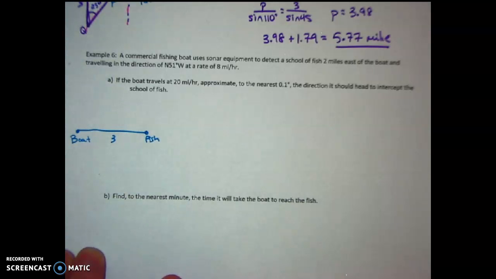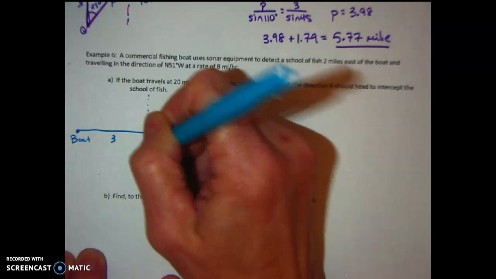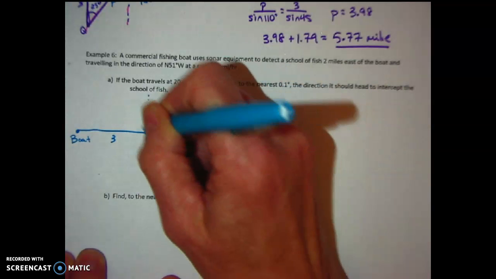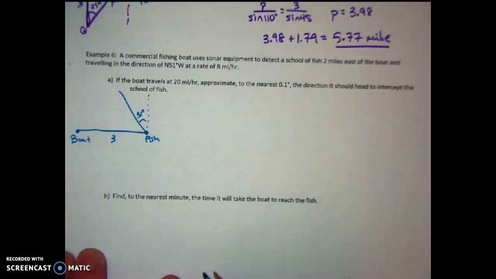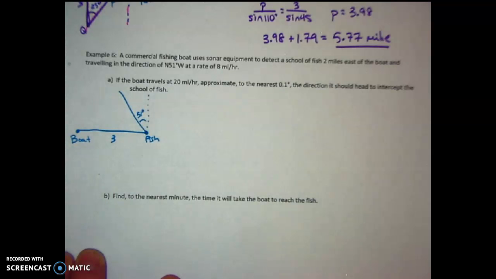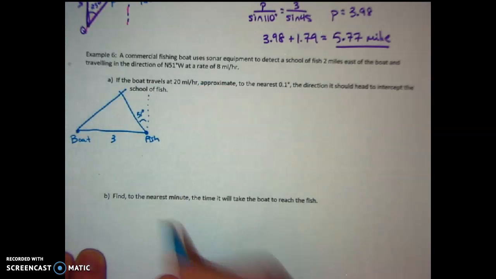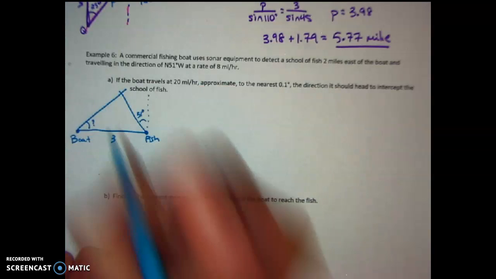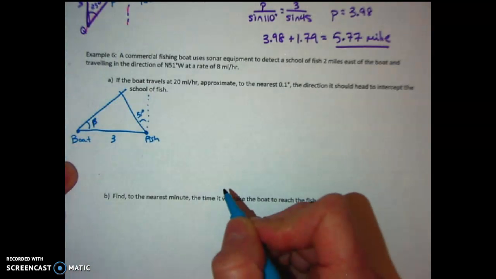The fish are traveling north 51 degrees west. So again, off of that vertical, they're going north 51 degrees west. So this is my 51 degree angle. And we need to find out if the boat travels 20 miles an hour, approximate the direction it should head to intercept the fish. So we want to intersect the fish, and we need to find that angle measure. So I'm going to call this angle beta.